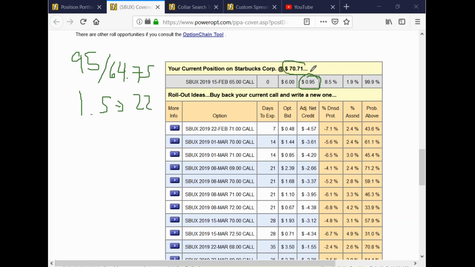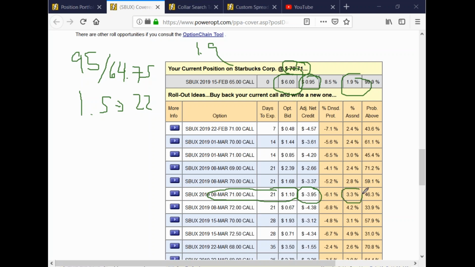Well, now the stock's 70.71. I know I can make 1.9% right now. This is my liquidation, but it's going to cost me $6 or so to buy to close that call. It's $5.50 when we were doing the webinar, or that short video. So if I roll out to this March 71 call for $1.10, I am going to increase my cost by $3.95.